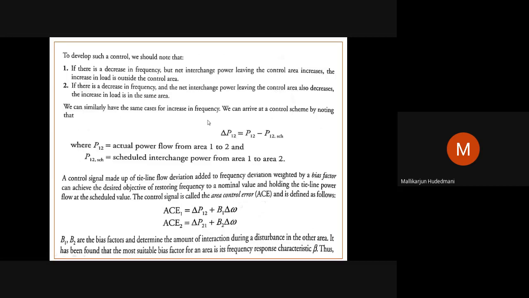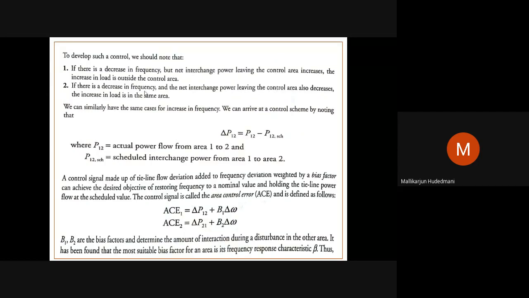Let's see. To develop such a control, what control are we developing? We are developing tie line bias control. We are not developing flat frequency control. We are not developing flat tie line control. We are developing the third type, which is called tie line bias mode. So I want to address both: the drop in frequency as well as keeping the tie line power steady. I want to concentrate on both.